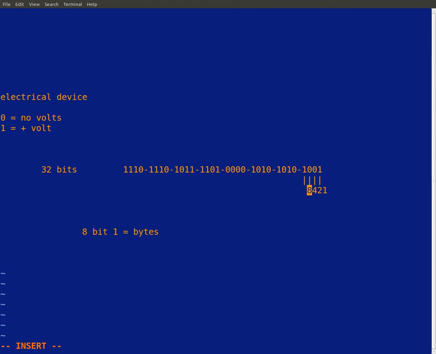Now, this here is a 4-bit byte. It takes 4 bits of information to create 1 byte. That 1 byte is 1 character, or 1 number. We're only going to do numbers. We're not going to represent characters as far as A goes. We're going to represent characters as far as numbers go. 0 through 9.